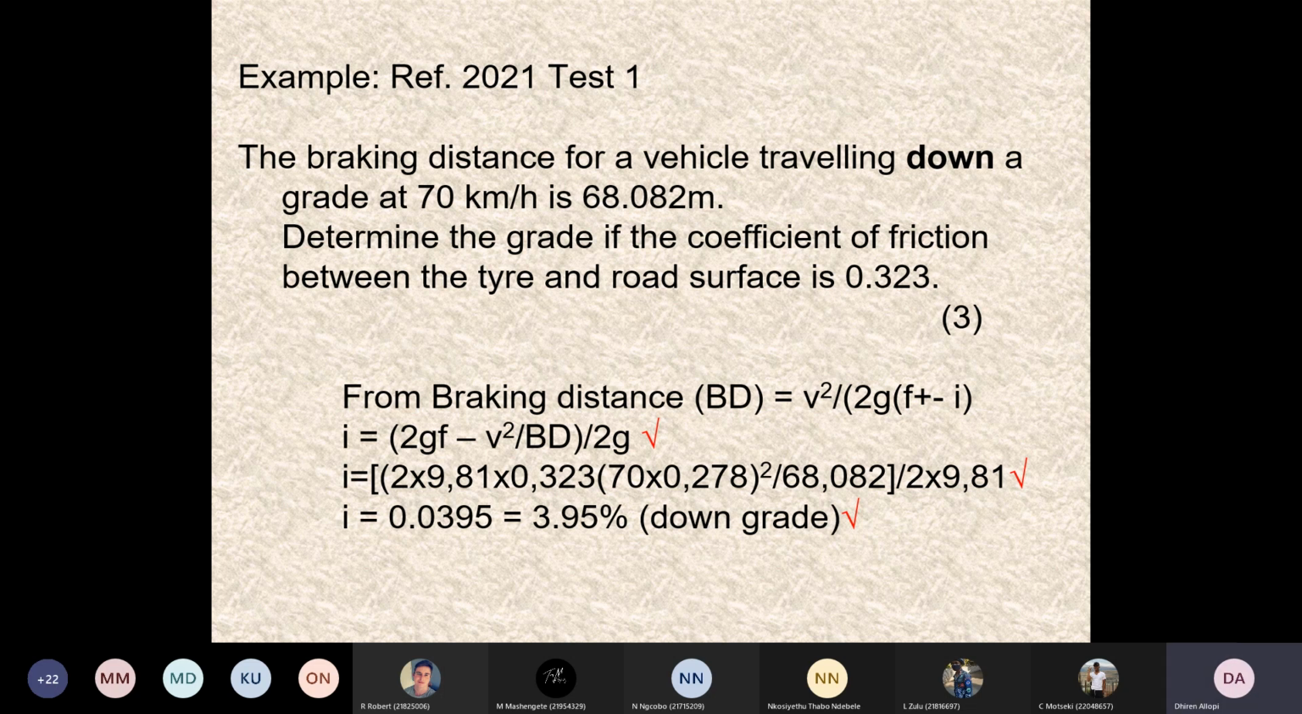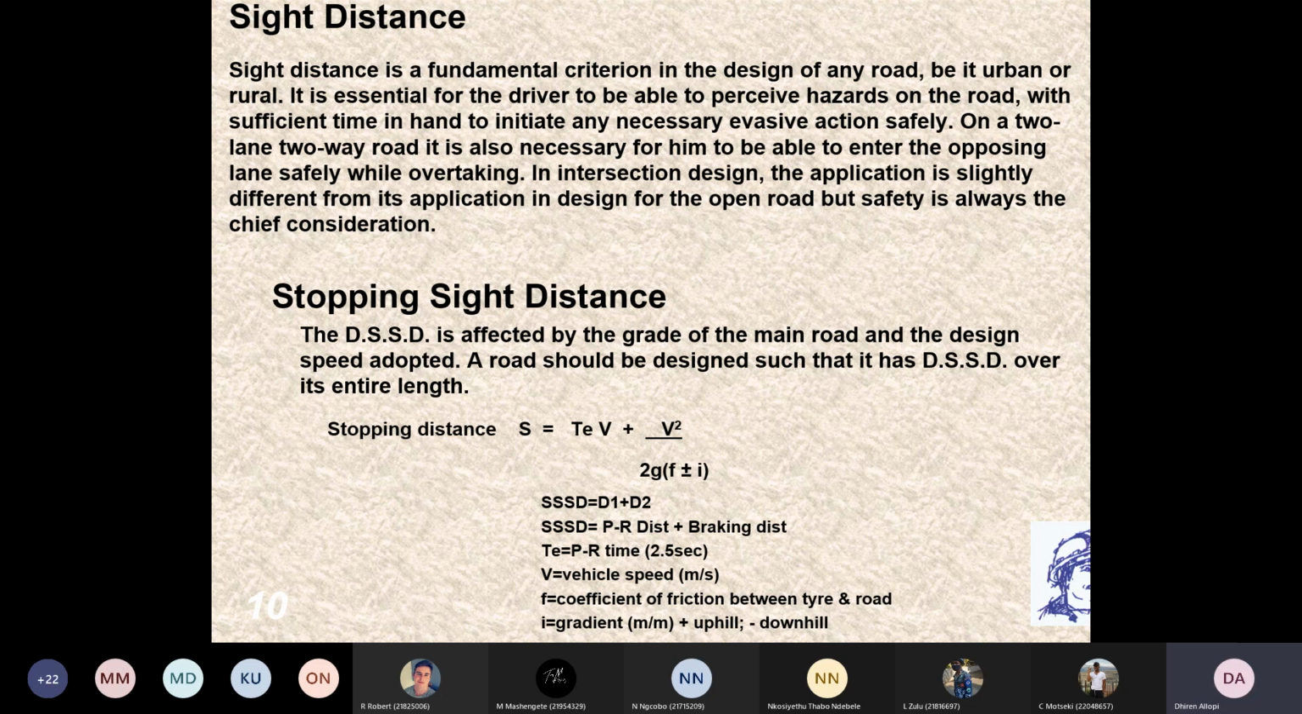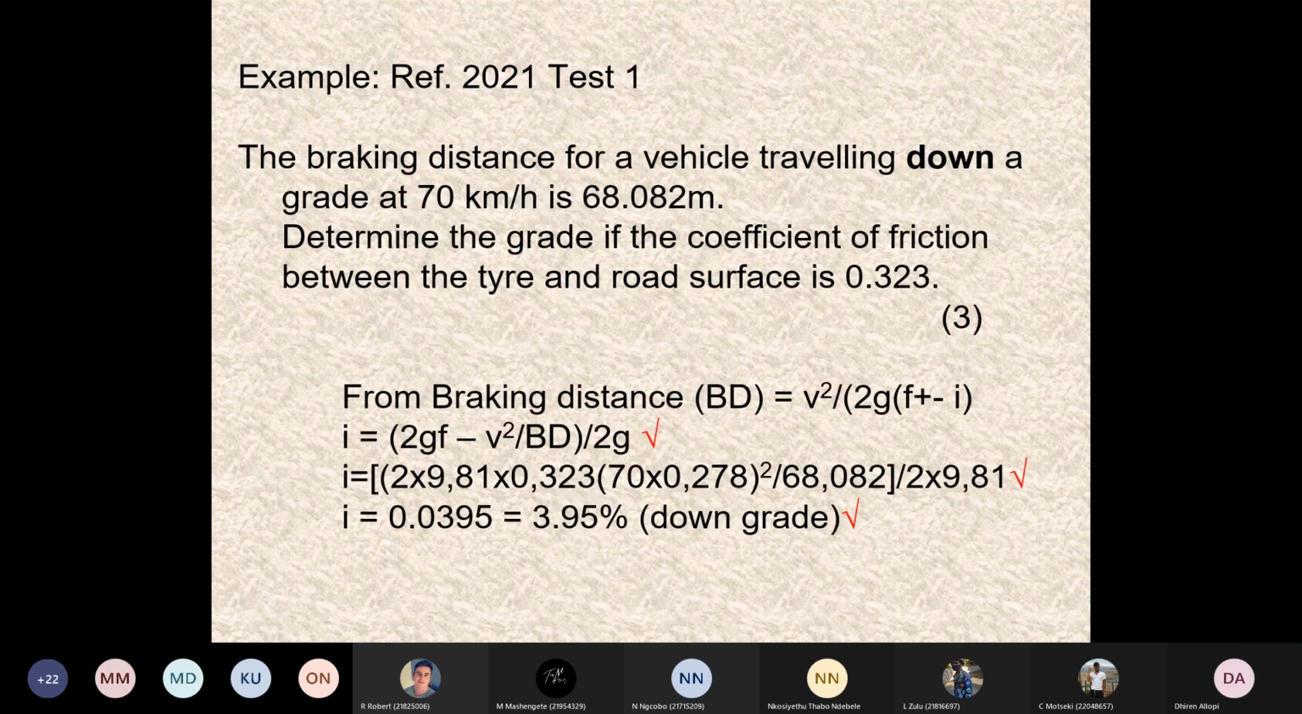Here you can see this appeared in a previous test, in fact last semester's test 1. This question appeared where you were given the braking distance. So you've got to be a bit careful: the focus was only on the braking distance. You were given the D2 value at a design speed of 70 kilometers per hour, and that D2 distance was given as 68.082 meters. From there, you were required to determine the grade if the coefficient of friction F was given as 0.323.